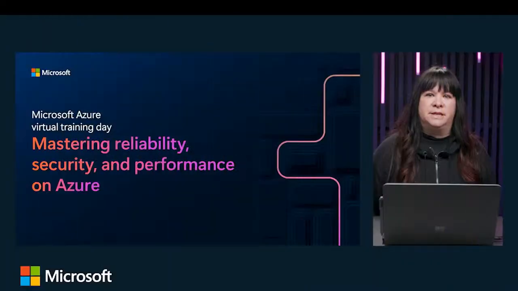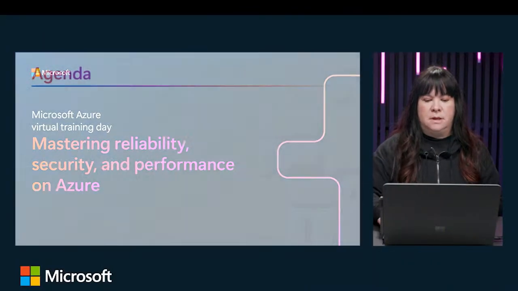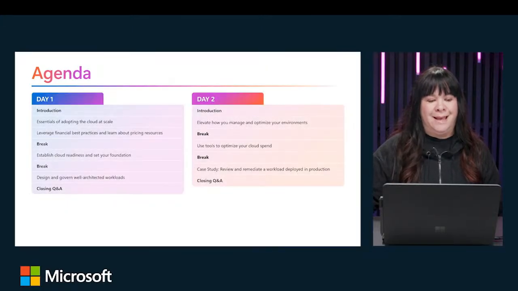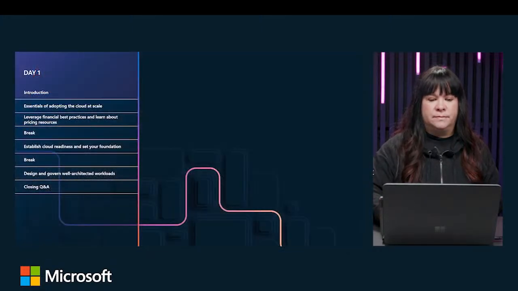So let's get started with a session on architecture and compute. As you can see for the agenda for today, the first one that we're going to talk about is essentials of adopting the cloud at scale. We'll also get into leveraging financial best practices and learning about pricing resources. And then expect a break, and then we'll come back from break and do establish cloud readiness and set your foundation. We'll have another break, and then we'll talk about design and govern well-architected workloads, and then a final closing Q&A. So let's get into day 1.